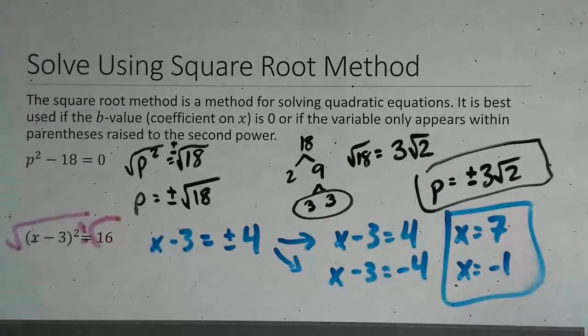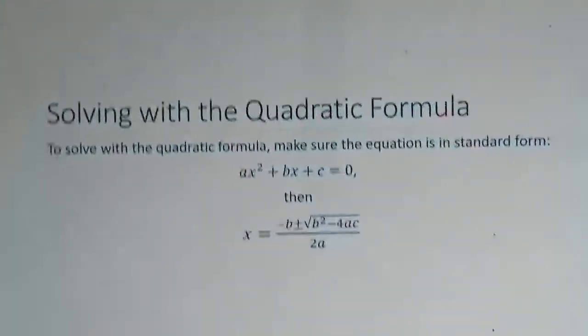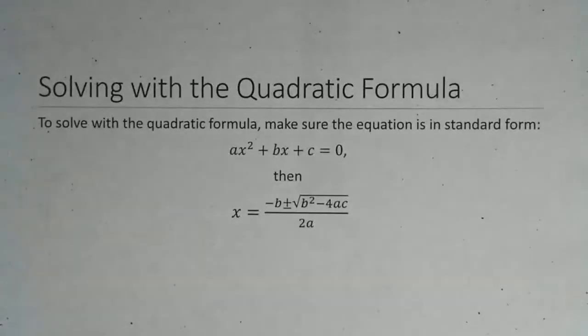The third way we have of solving quadratic equations is by using the quadratic formula. The quadratic formula is wonderful because it can solve every single quadratic equation ever. So to solve with the quadratic formula, we first want to make sure that our equation is in standard form. So we have ax squared plus bx plus c is equal to 0. Then we get x is equal to negative b plus or minus the square root of b squared minus 4ac all over 2a. And I want to show you a little something, so hold on just a minute.